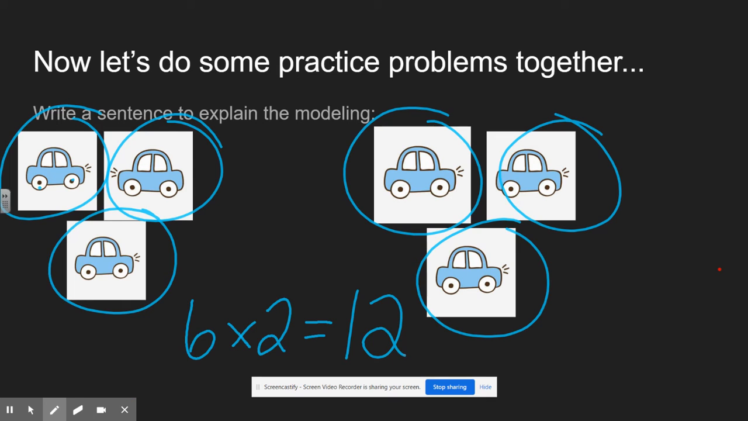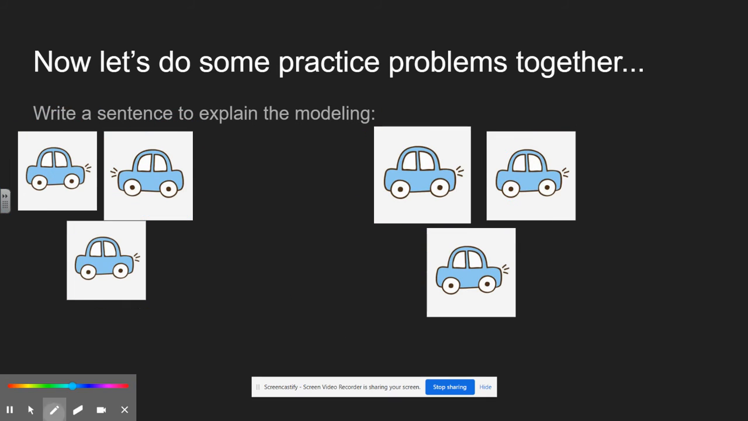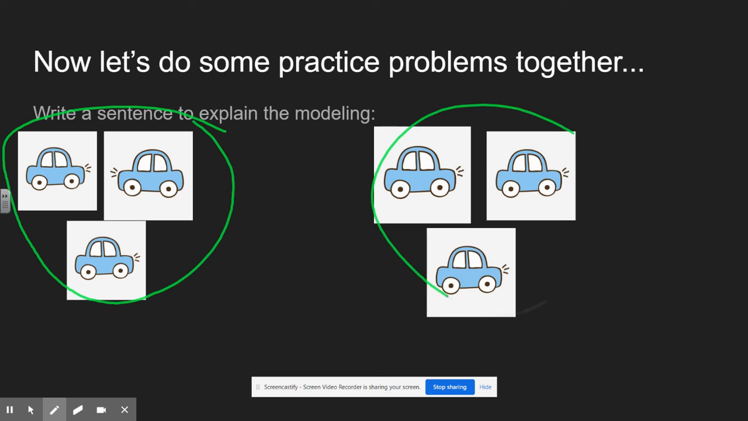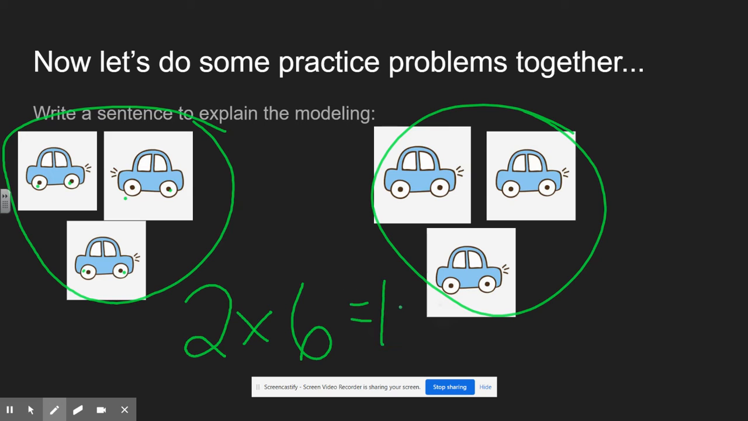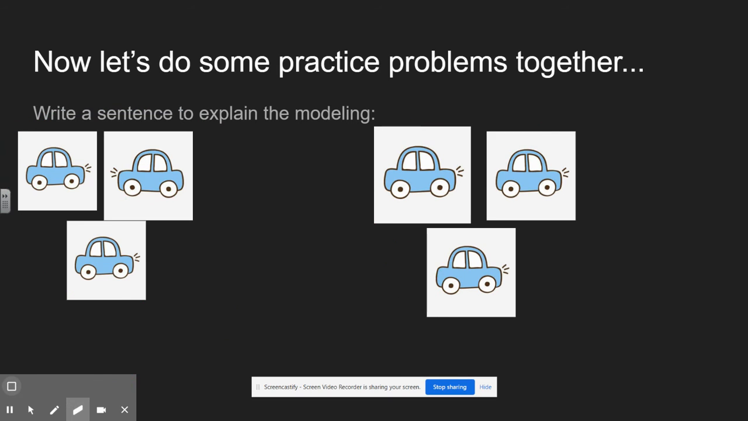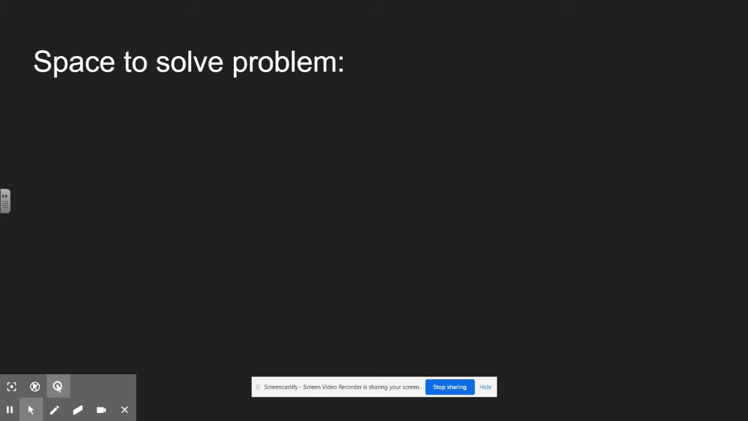Or you can say it another way like this. Watch here. I can say that there's 2 groups. And in each group, there's 1, 2, 3, 4, 5, 6 wheels. 2 times 6 still equals 12. So that's 2 ways you get your answer. And they're both still correct. So let's move on.